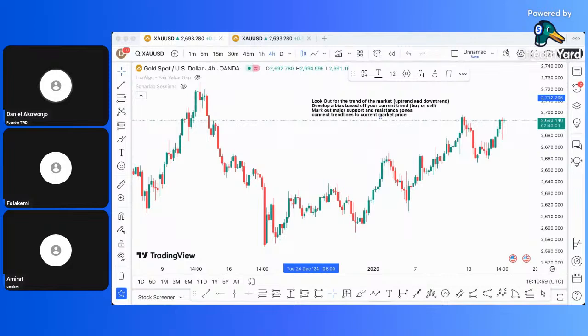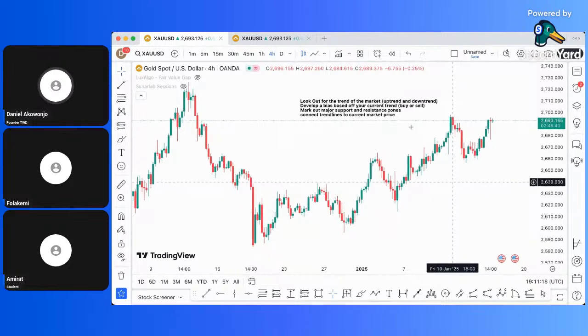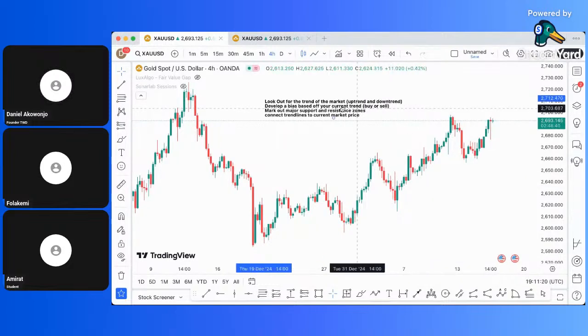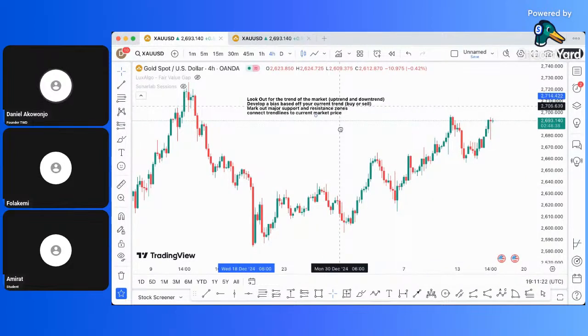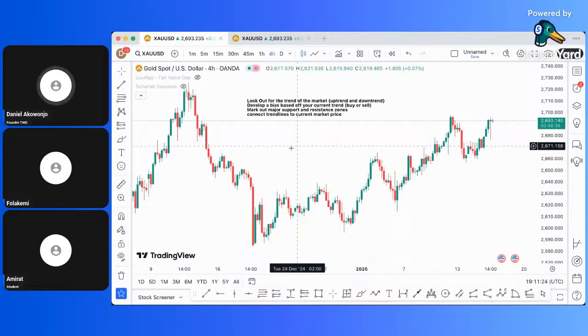Am I making sense, guys? Yes, I'm listening. Oh, good. So now, looking at that, we can easily just follow these steps and develop a bias, and then be able to make money from the market.